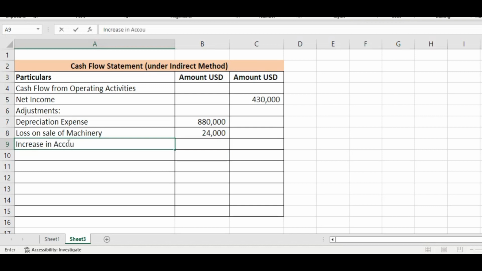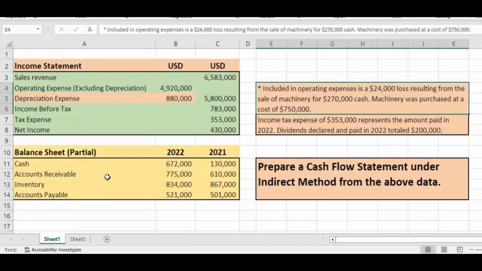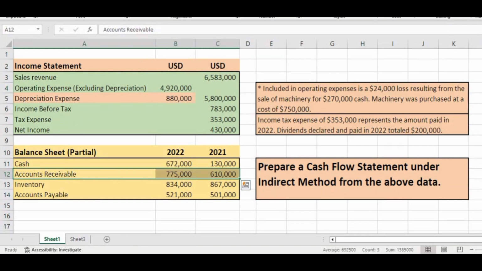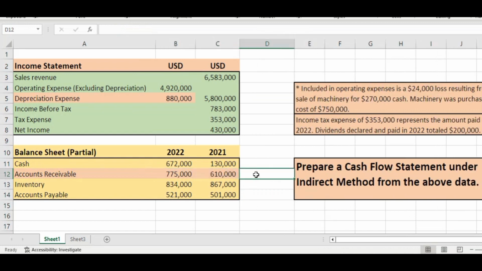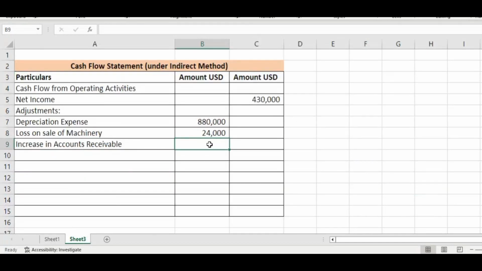The next item is increase in accounts receivable. From the balance sheet we see there are two financial years of information. The account receivable in 2022 increases by which amount? We find that this year account receivable increases by 106,000. So that is the increase in account receivable.